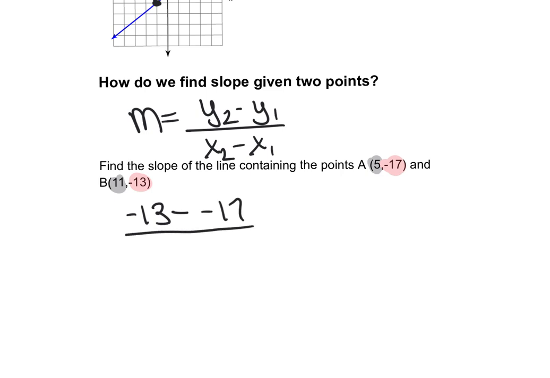And then for our x's, since I did negative 13 first, I've got to do 11 first. So I'm going to have 11 minus 5. Negative 13 minus negative 17 is the same as plus 17, which is 4. Then 11 minus 5 is 6, and 4/6 simplifies to 2/3. Slope is always going to be a simplified fraction, never a mixed number or a decimal.